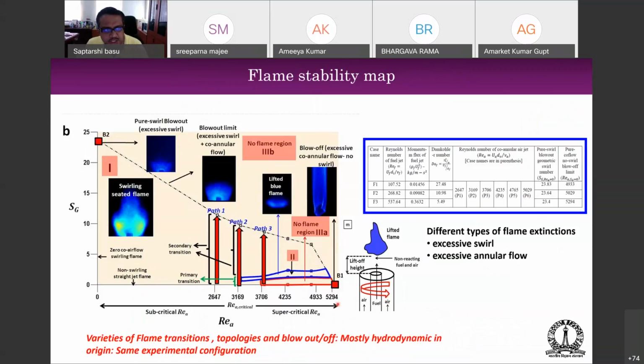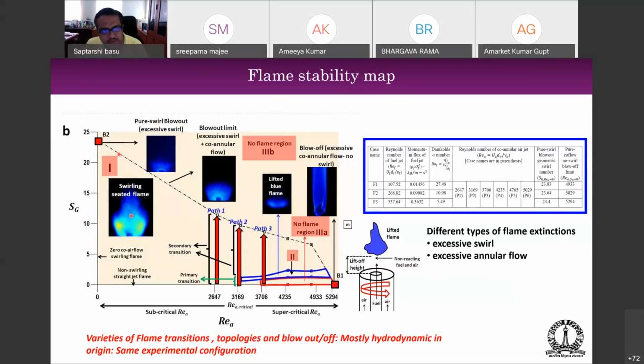So similarly, as we showed, we came up with a regime map in which the swirl number and the Reynolds number have been plotted. Now, as you can see, once again, B2 and B1 designate the two flame blowout and blow-off incidents. Okay, so blowout and blow-off are slightly different things. Blowout happens when you have excessive swirl, so the flame actually gets quenched, whereas blow-off happens when you have excessive coaxial flow, no swirl in this particular case. So the flame basically blows off because there is nothing to hold it.